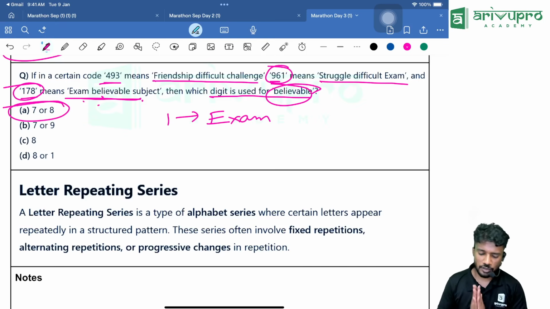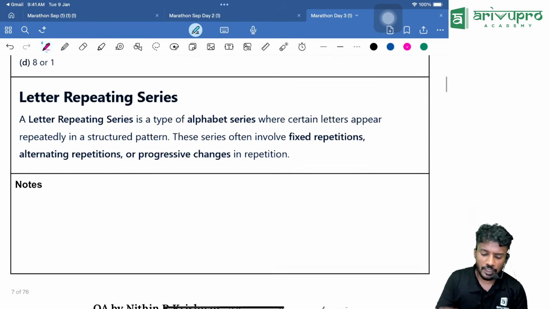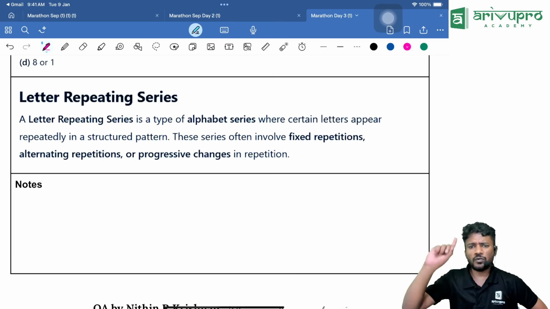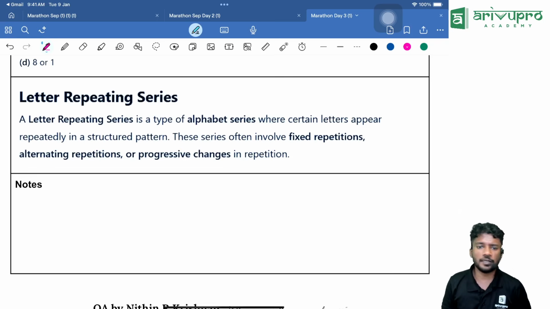So that is your letter based and word based coding, but there is a special one, repeating series coding. There is only one question based on repeating series, and that is there on the first page of your ICAI material itself.